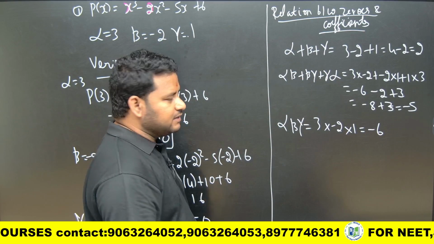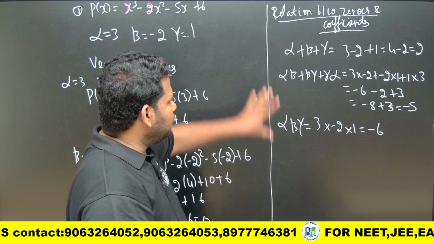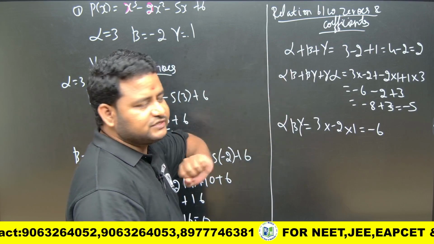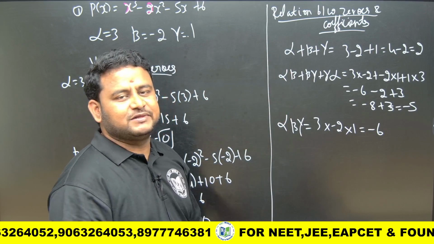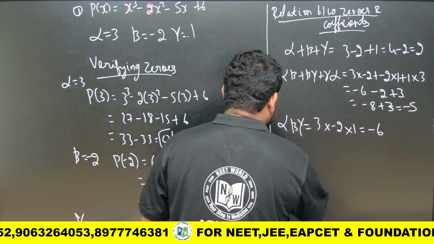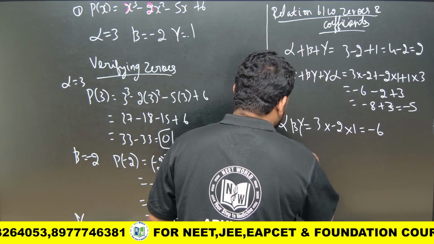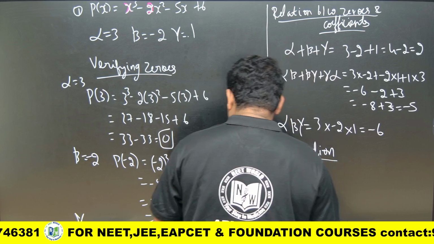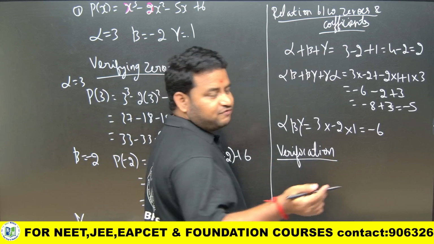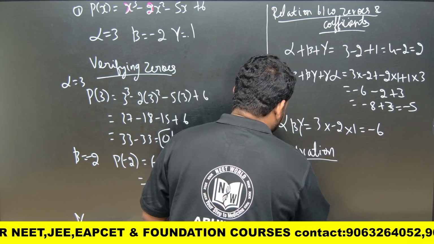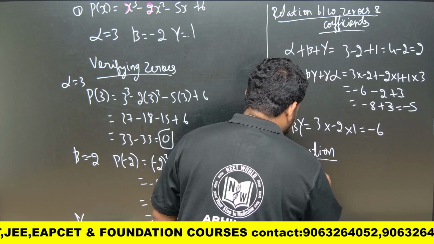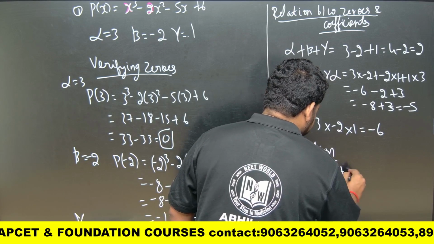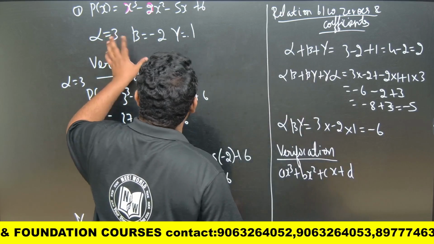Now what will happen? I have to find verification. Now I got the relation between zeros and coefficients, but I have to verify using our formula method. So I have to write it as verification. Now in verification, first of all I have to write the standard form. Standard form is ax cube plus bx square plus cx plus d. Now what is the equation that is given? Let me write it down as it is.